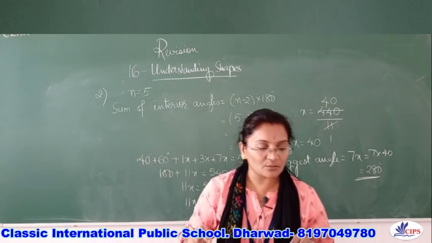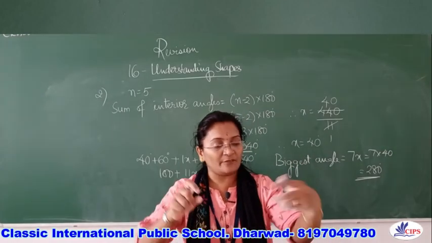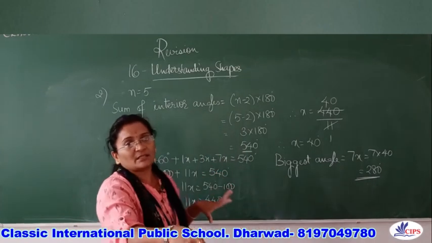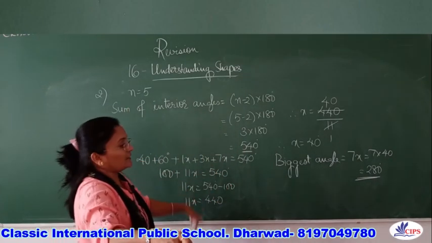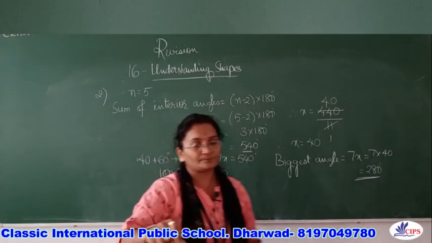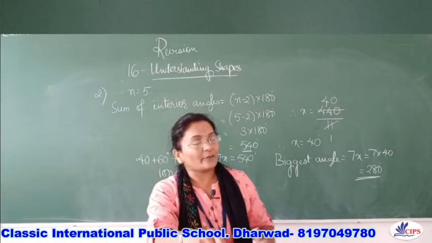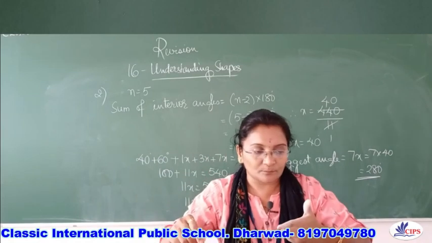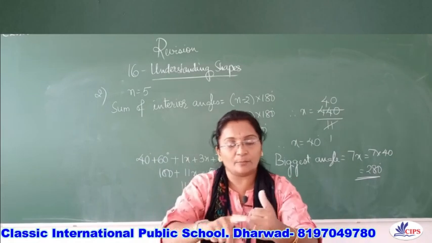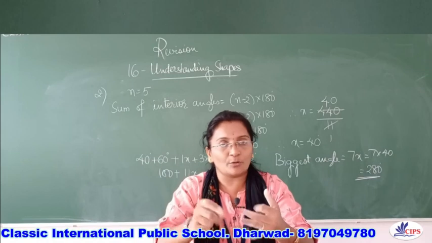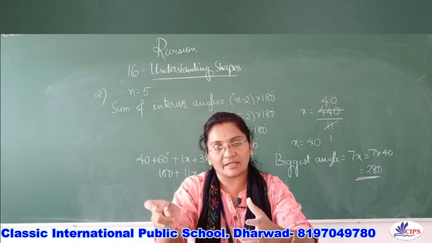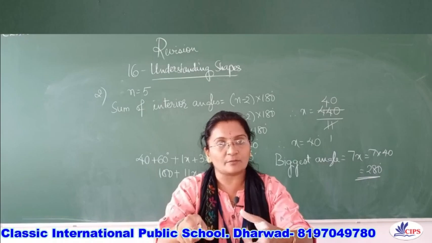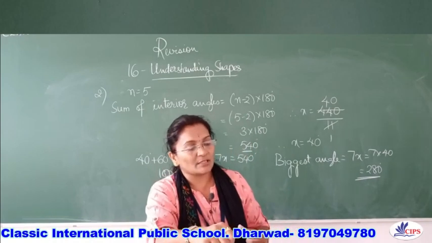Hope everybody has understood this sum. Suppose they have given the number of sides as a hexagon, so what will you take? The n value as 6, and you have to find the sum of interior angles and then proceed further. So I hope you people have understood these sums that I have solved. To be perfect in this chapter, learn the formulas, and you should know hexagon, pentagon, octagon, how many sides each has, the n value. Then it will be easy for you to solve the sums.